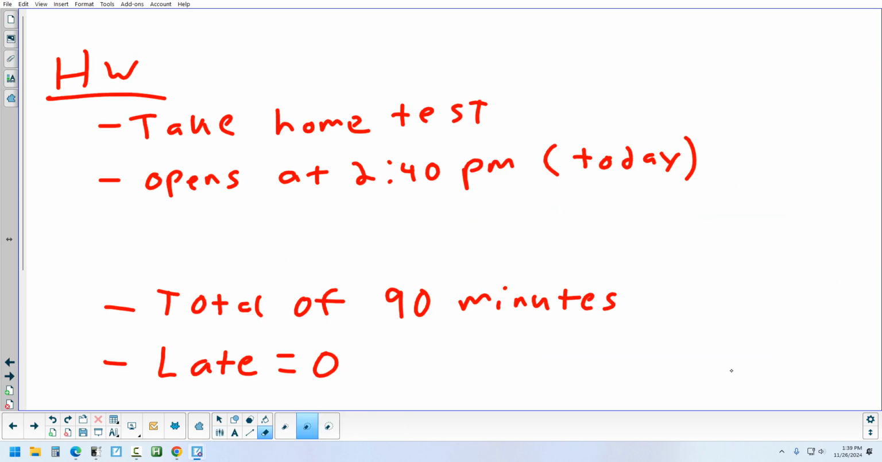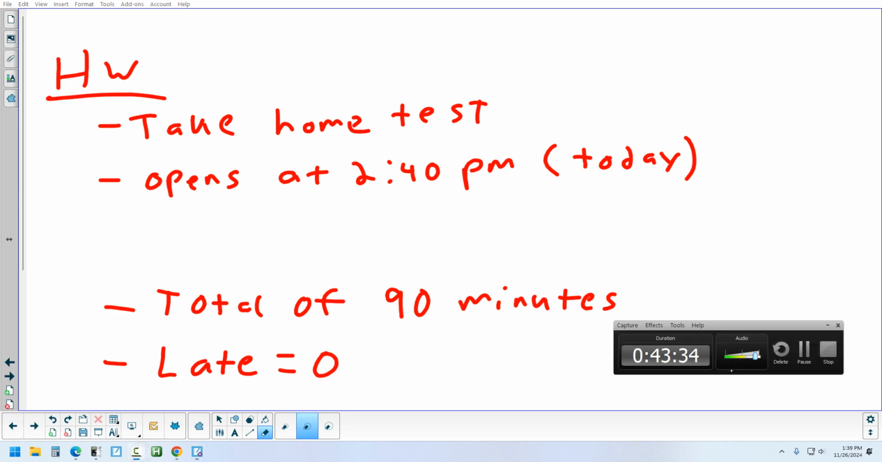Okay, so homework tonight is the take-home test. It'll open at 2:40 and be open for a total of 90 minutes. If you pause it, make sure you save and exit, close it, and you'll be able to go back in and the timer will pick up where it left off. If it is late, meaning not done by tomorrow at 11 a.m., it would be a 0. So you have all of tonight to work on it, and tomorrow up until 11 a.m., including the 1 hour that we are in class. Okay, guys.